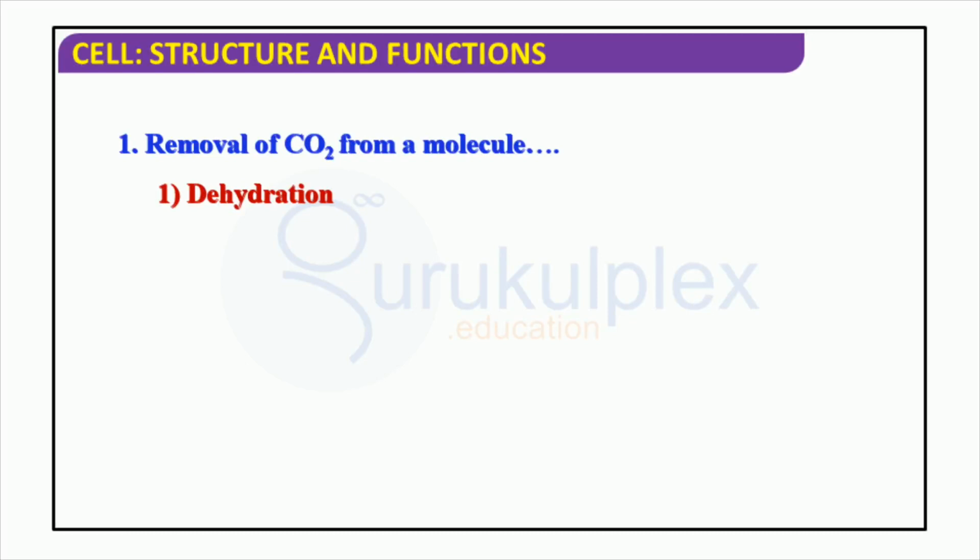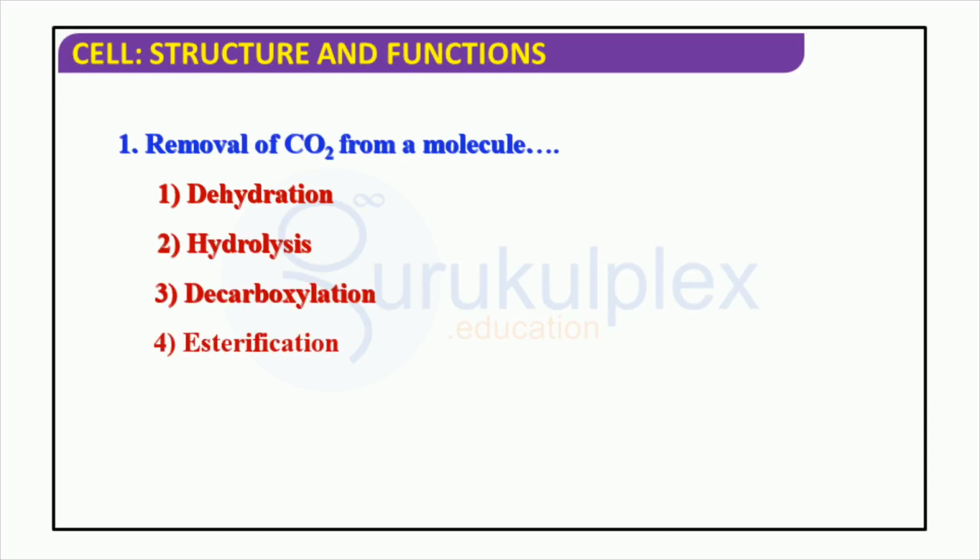Biomolecules are essential components for the construction of living organisms, primarily composed of a variety of elements. Manipulating these elements can generate energy and carry out essential functions in the organism. This slide features 4 distinct ways of eliminating CO2 from molecules: dehydration, hydrolysis, decarboxylation, and esterification.